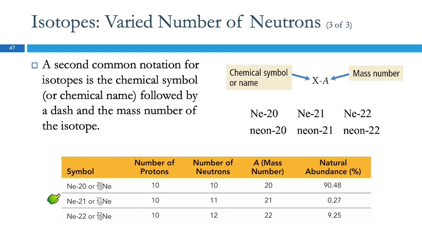So here we have the breakdown. Here's the symbols. They all have the same number of protons. They have different numbers of neutrons, so their mass numbers are different. And the natural abundance is just what it is. So neon 20 is 90.48% of all the neon. There's very little neon 21, and not so much neon 22, 9.25%. These are not numbers that you're expected to know.